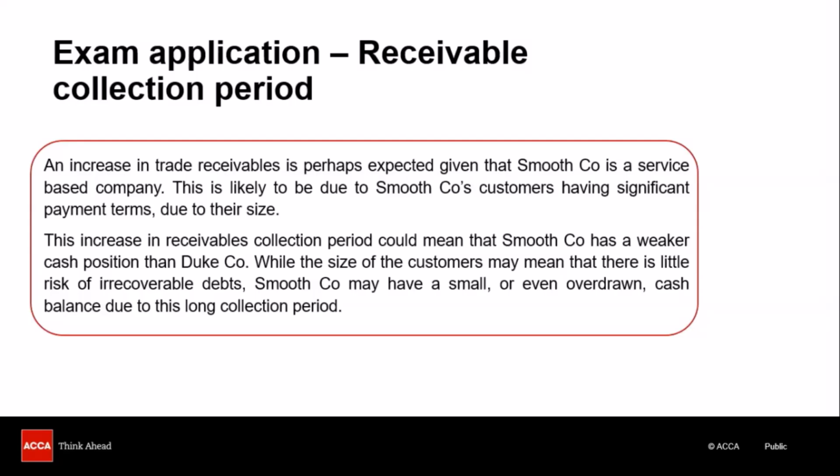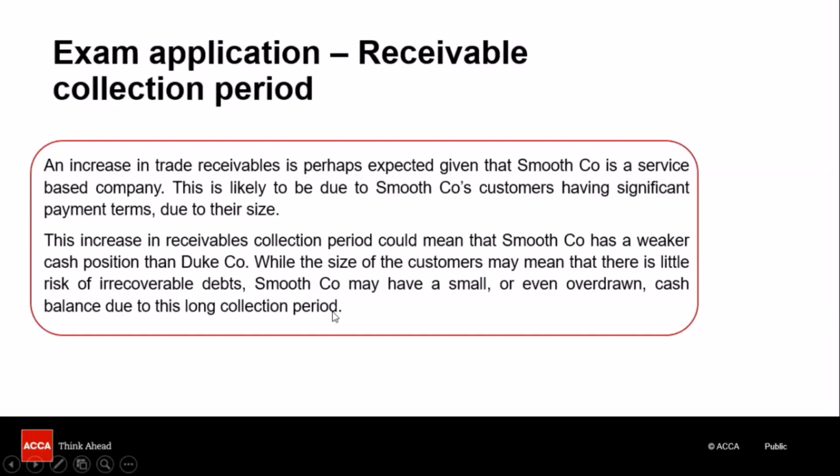Again, I want to highlight, giving generic comments in the exam is not going to help you. You have to make sure that your answers are very focused to the scenario that is there, and which is why I have taken these multiple examples so that you are able to handle this even better. Now, once again, it says that this increase in receivables collection period could mean that Smooth Company has a weaker cash position than Duke Company, while the size of the customers may mean that there is little risk of irrecoverable debts. Smooth Company may have a small or even overdrawn cash balance due to this long collection period.